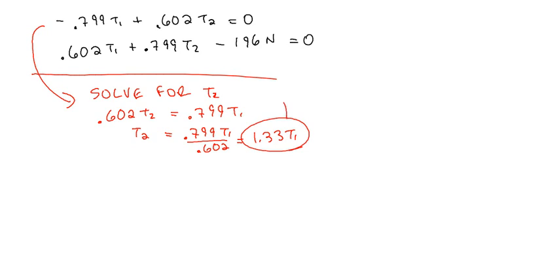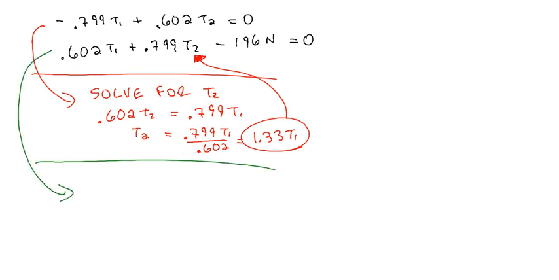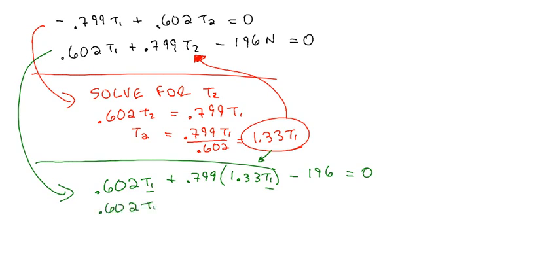So if I take this thing and substitute that in for T2 right there, and we'll take the second equation, 0.602 T1 plus 0.799 T2, but here's where we know what T2 is worth, and I just make that substitution right there. 196 equals 0, and now you can see that I only have one unknown, so we can solve this with no real trouble. 1.33 times 0.799, plus 0.602 T1 right here. I would have a 1.06 T1.